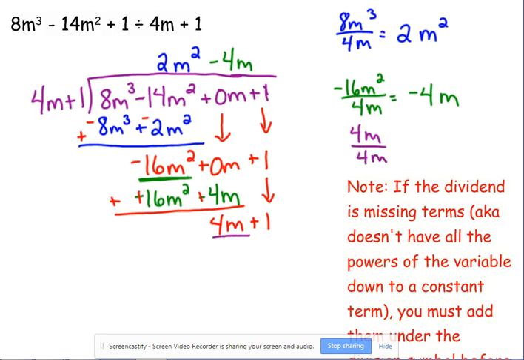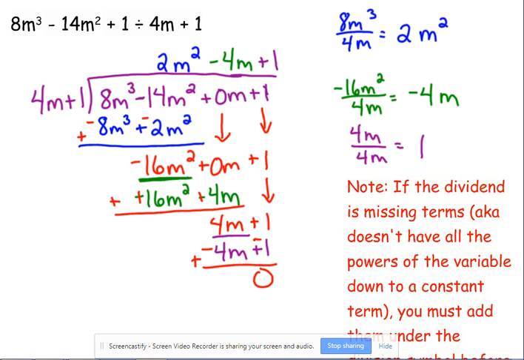We divide that by 4m. We get 1. We've got plus 1 here on the end. 1 times 4m is 4m. 1 times 1 is 1. Change the signs and add. So on this one, it divided evenly. We got a remainder of 0.